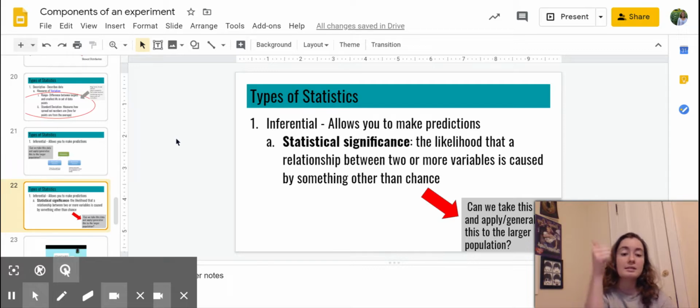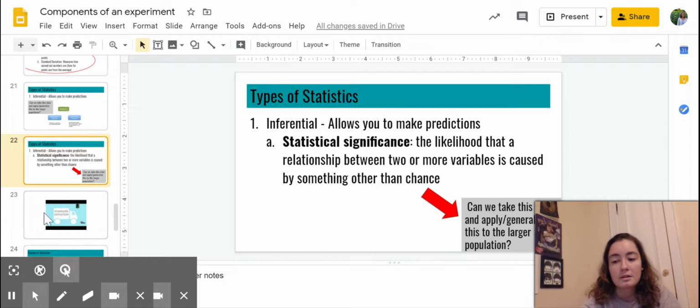So if something is statistically significant, it means that the results are likely not due to chance. And if something is not statistically significant, it means that it probably was due to chance and that there isn't much of a meaningful relationship there. So that's an important term to know.